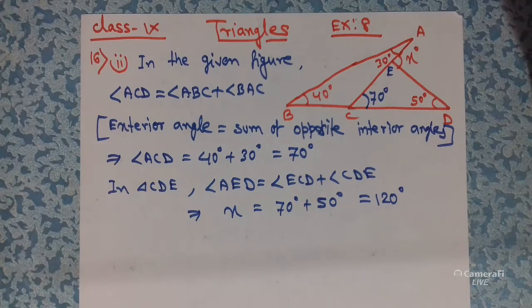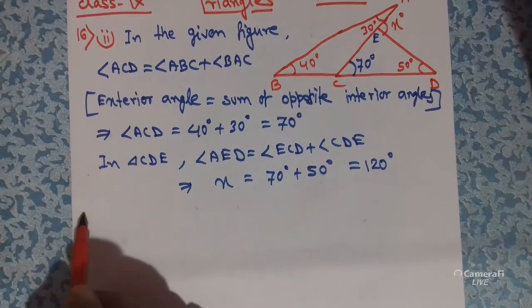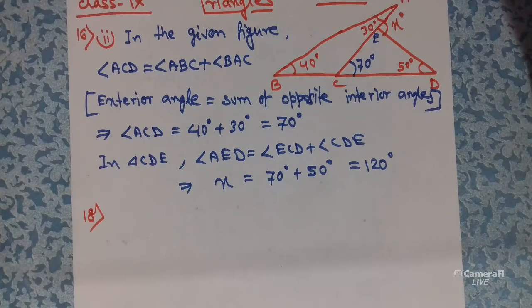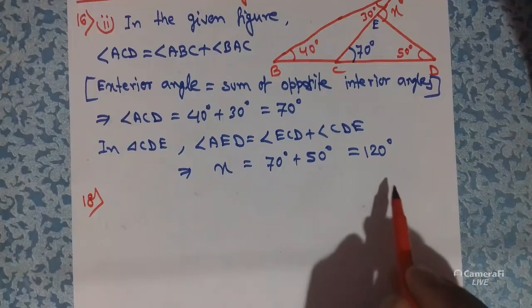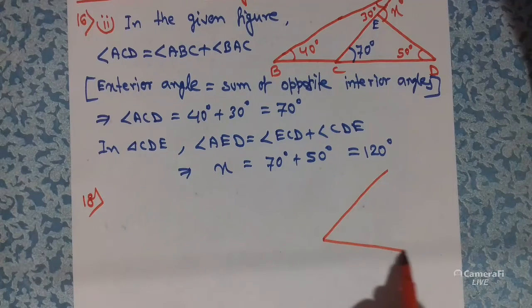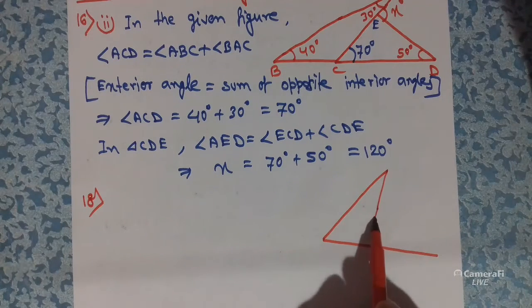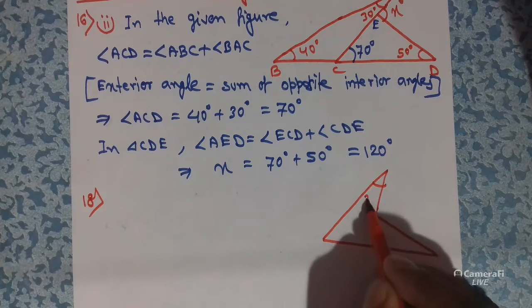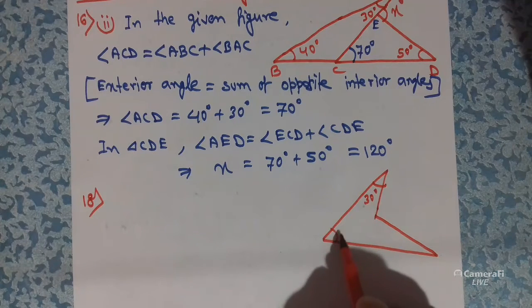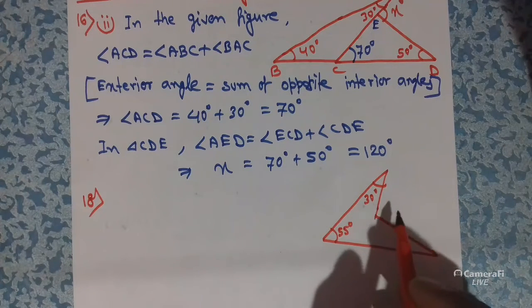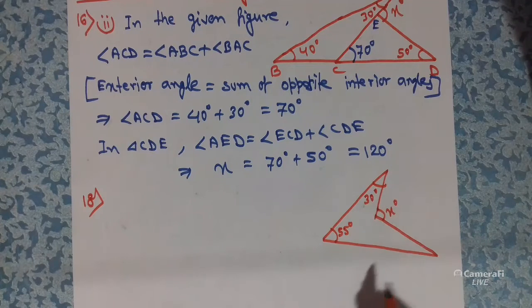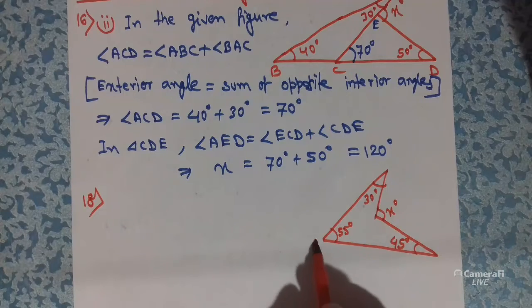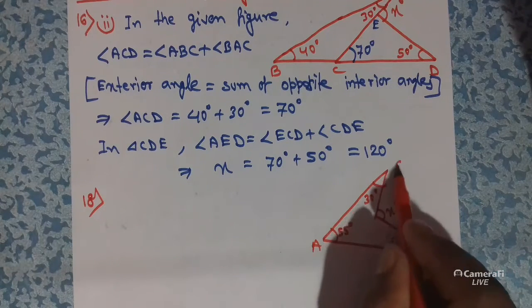Next I am going to solve problem number 18. Here also we have to find the value of x. At first we have to draw the figure. So this one is 30 degrees, it is 55 degrees, this one is x, this one is 45 degrees, and it is A, B and C.